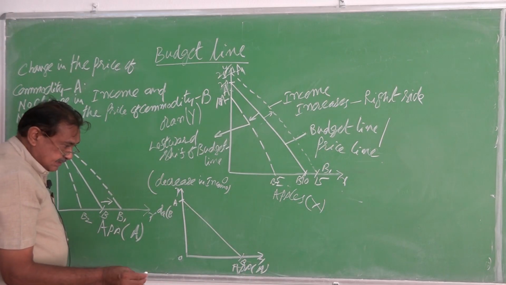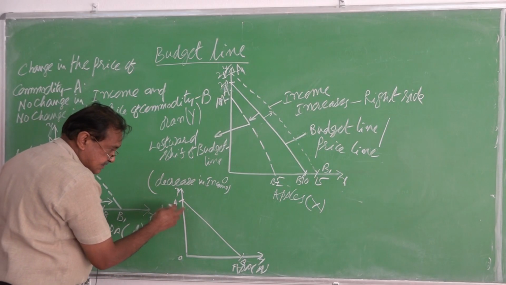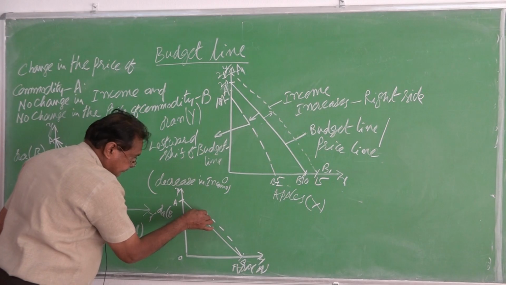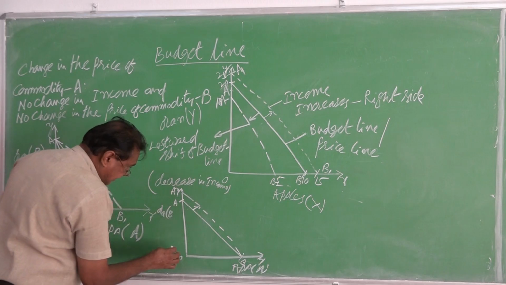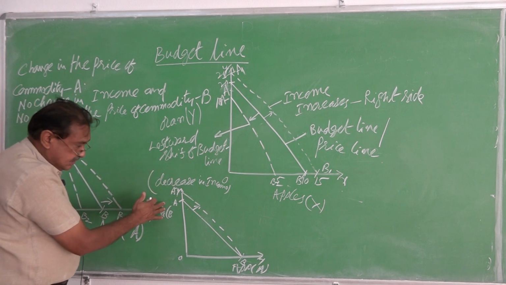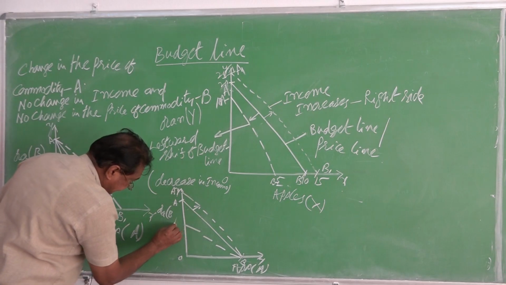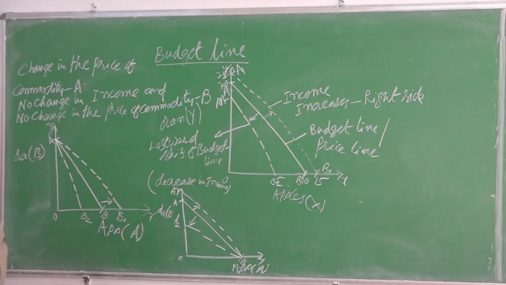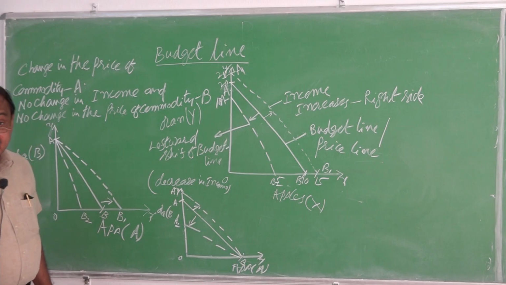Now, no change in the price of A, only the orange cost decreases. He can purchase more of B. This is A1. He can purchase the same quantity of apple or more of oranges, because the price has decreased. If the price is increased, he can purchase less quantity. This is A2. So, now what did we discuss here in these three diagrams? Change of budget line.